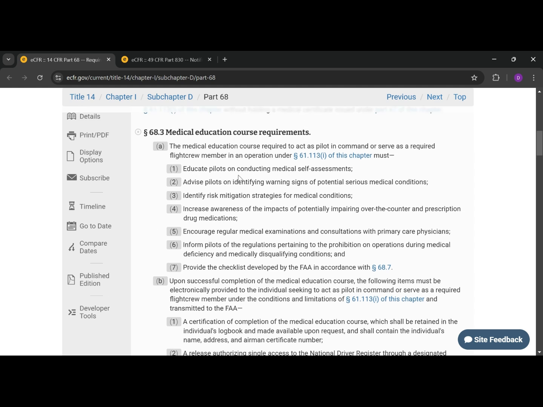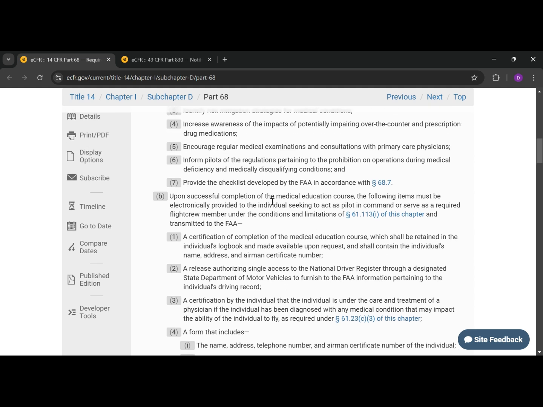It must educate pilots on conducting medical self-assessments, advise pilots on identifying warning signs of potential serious medical conditions, identify risk mitigation strategies for medical conditions, increase awareness of the impacts of potentially impairing over-the-counter and prescription drug medications, encourage regular medical examinations and consultations with primary care physicians, inform pilots of the regulations pertaining to the prohibition on operations during medical deficiency and medically disqualifying conditions, and provide the checklist developed by the FAA in accordance with 68.7.